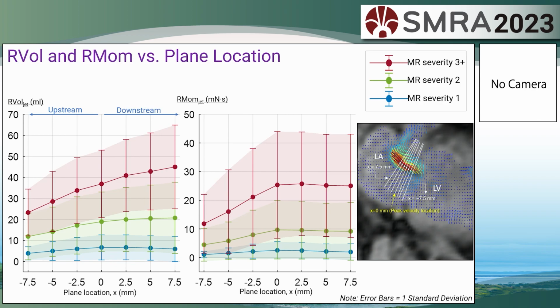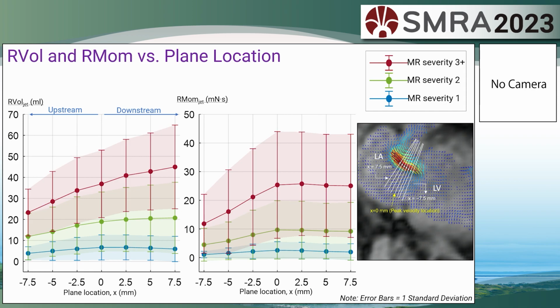We can also see that severe MR patients demonstrated a higher rate of increase in regurgitant volume compared to the lower severity grades. The second figure, representing regurgitant momentum, can be divided into 2 distinct zones with different variability characteristics. So measurements upstream of the peak velocity plane show a marked increase in slope similar to the regurgitant volume, while those downstream remain relatively constant.